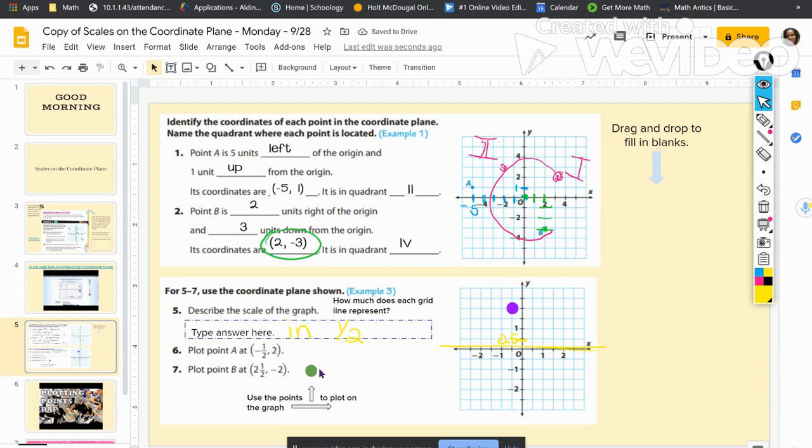Okay. Point B, again, start my origin. 2.5, -2. So my x coordinate is 2.5. So I'm going to go to the right because it's positive. And then -2 is negative, so I'm going to go down to -2. And that's where point B is going to be.